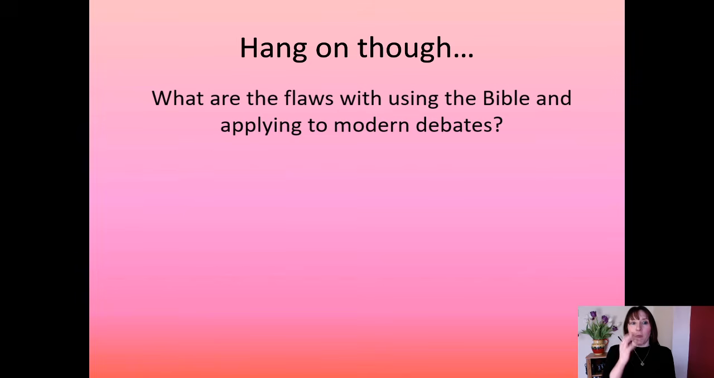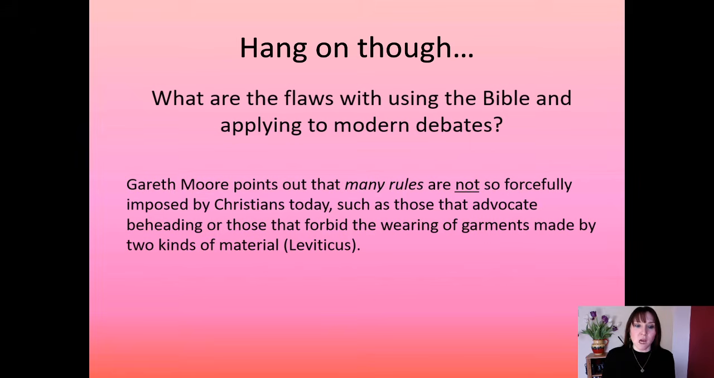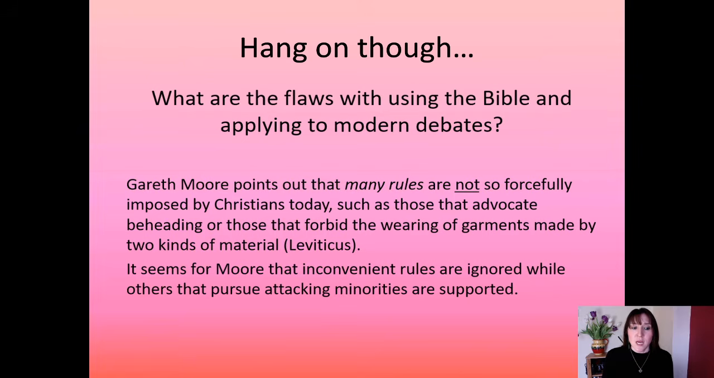Hang on though. What are the flaws with using the Bible and applying it to modern day debates? Gareth Moore points out that many rules are not so forcefully imposed by Christians today, such as those that advocate beheading or those that forbid the wearing of garments made by two kinds of material found in Leviticus. So it seems for Moore that inconvenient rules are ignored while others that pursue attacking minorities are supported.